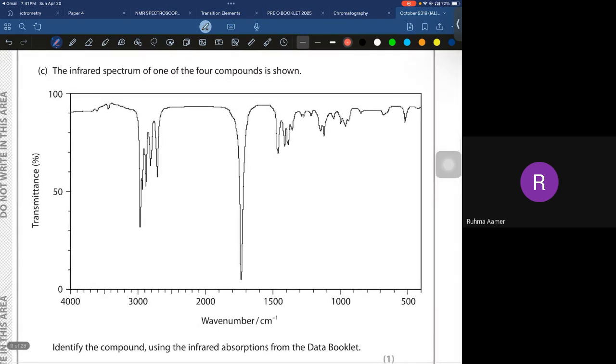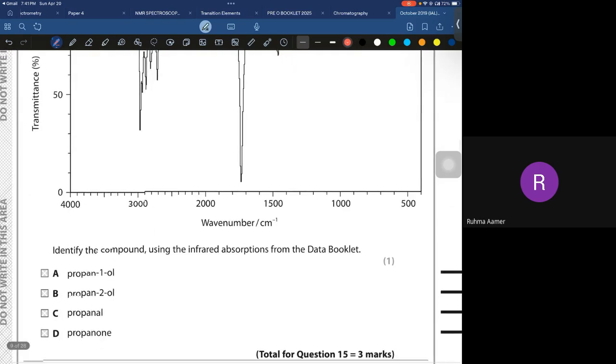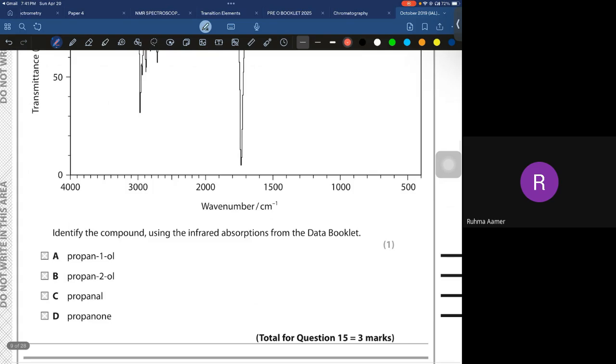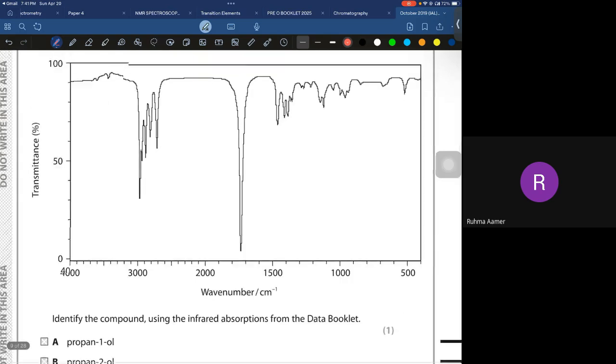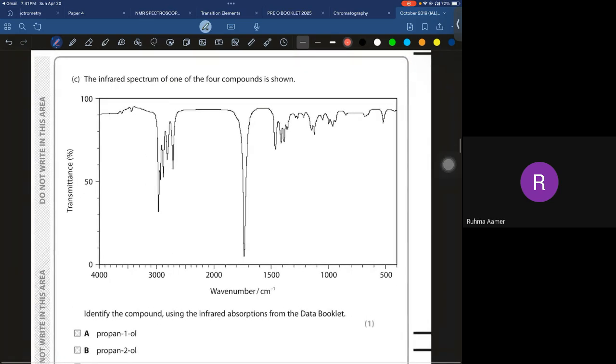The infrared spectrum of one of the four compounds is shown. Identify the compound using the infrared absorptions from the data booklet. So remember, this is a very good question, and they have given us a peak, that is this. This peak is of carbonyl. Remember, I know the range.